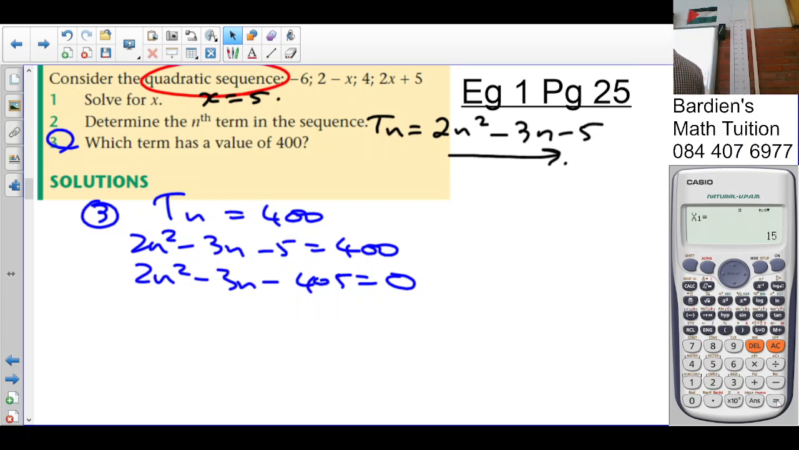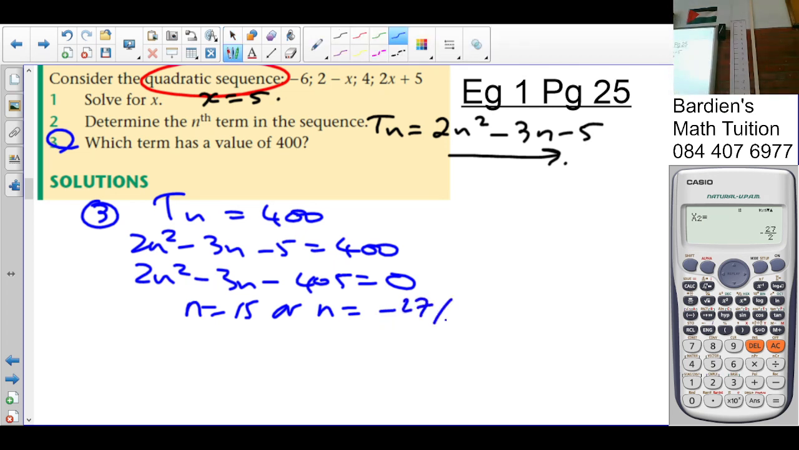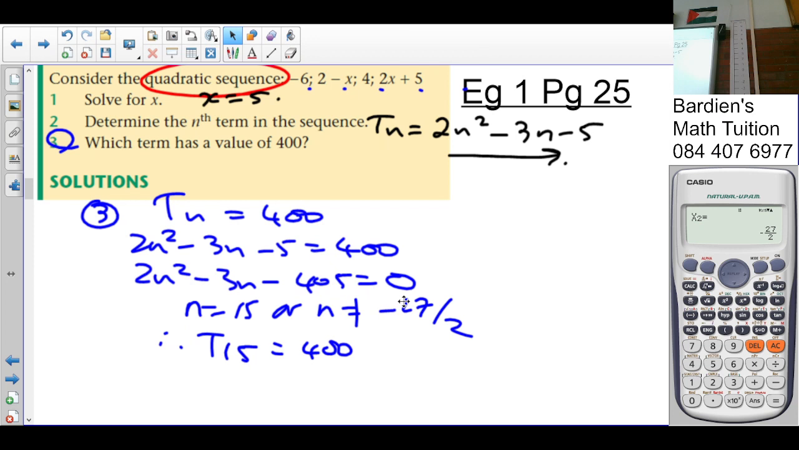That gives us n to be 15, or n is equal to negative 27 over 2. Of course, n has to be a natural number, so that's not the case. Therefore T15 will be equal to 400, which means that if we extend this pattern, the 15th term would be 400.